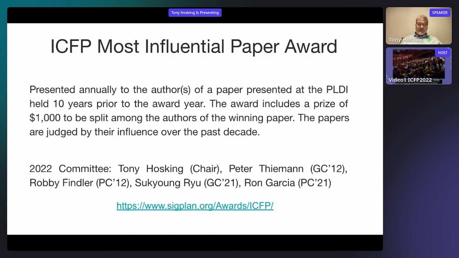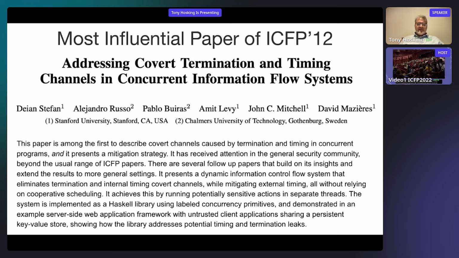It's my great pleasure to say that the winner of the Most Influential Paper Award for this 10 years ago, 2012 ICFP, is Addressing Covert Termination and Timing Channels in Concurrent Information Flow Systems by Deian Stefan, Alejandro Russo, Pablo Buiras, Amit Levy, John Mitchell, and David Mazières. I'll just read out this citation briefly, just because it summarizes the grounds for the award.